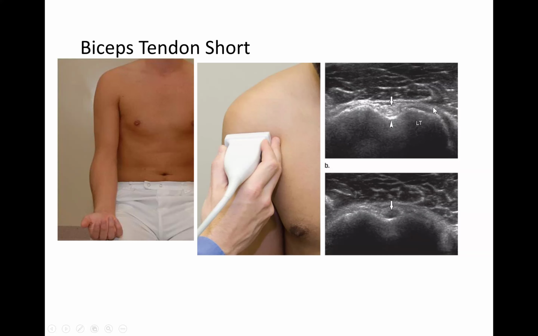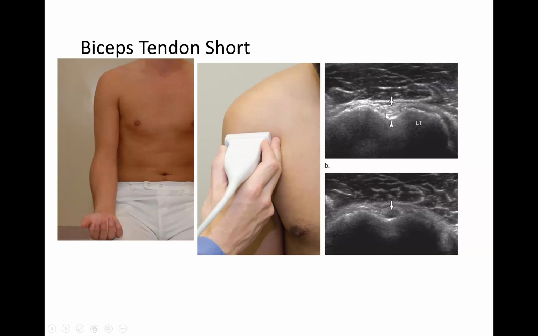This is the medial side, the lesser tubercle. This is the lateral side. In between these two tubercles lies the short axis of the biceps tendon, because the biceps tendon is going like this. So when we put our probe in the transverse plane, we can see the biceps tendon in cut section, in the short axis.